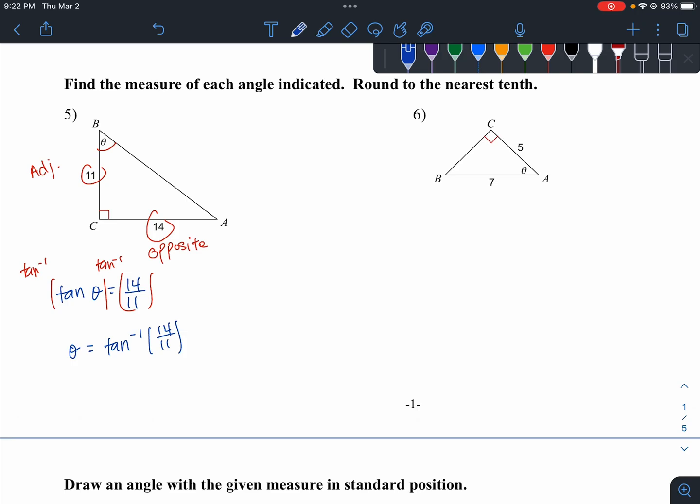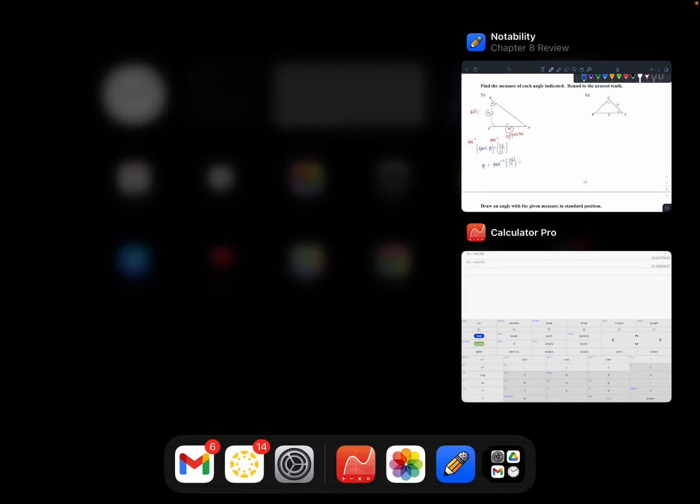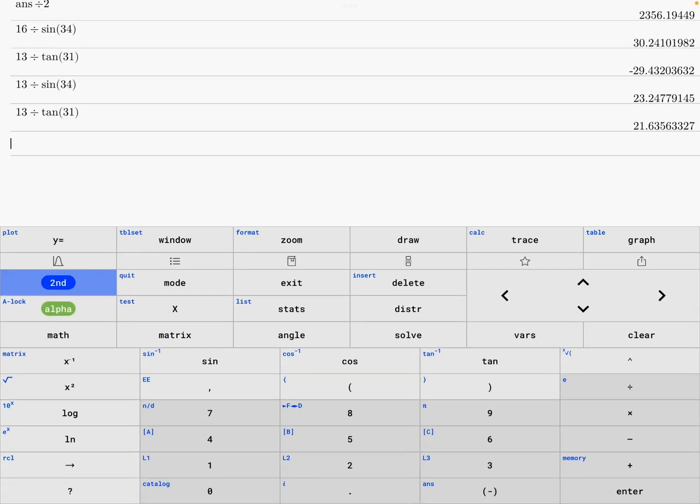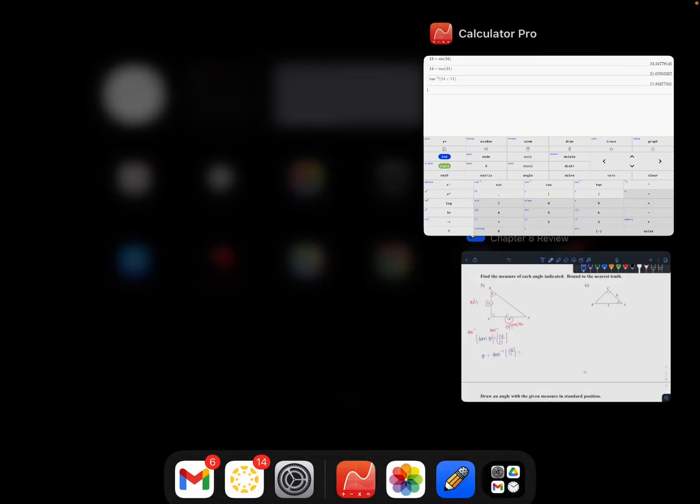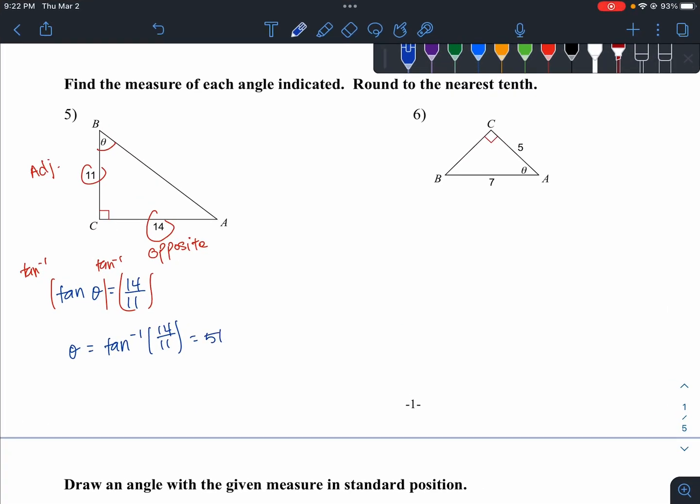Okay, so you just need to use a calculator. Tangent inverse of 14 divided by 11, and we get 51.84 degrees. So that's what that angle is right there.